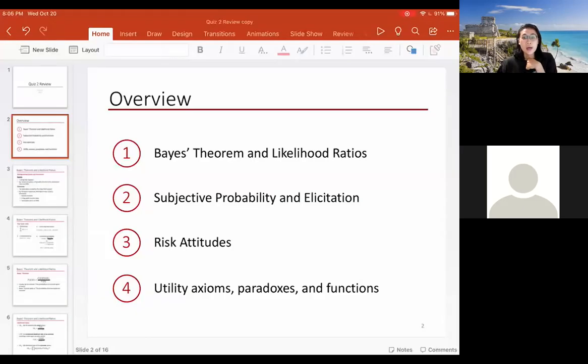So essentially what we'll be going over is Bayes' theorem, likelihood ratios, subjective probability and elicitation, risk attitudes, and everything that has to do with utility. Just a brief run over everything that is going to be covered in the quiz.